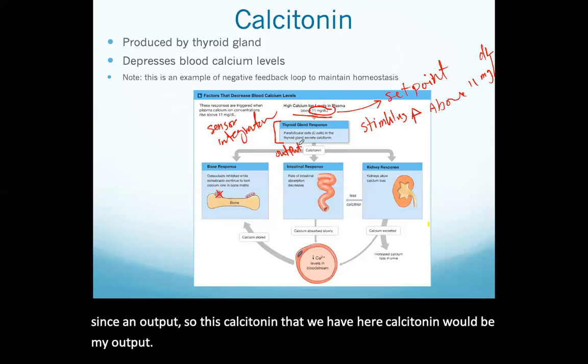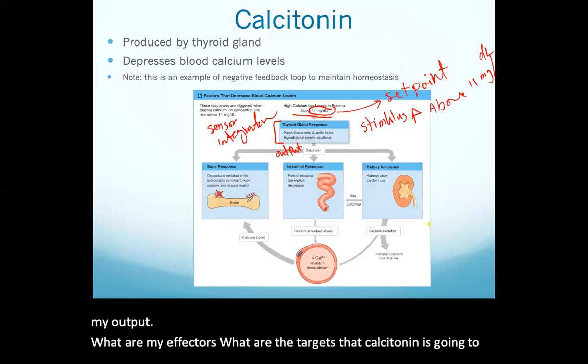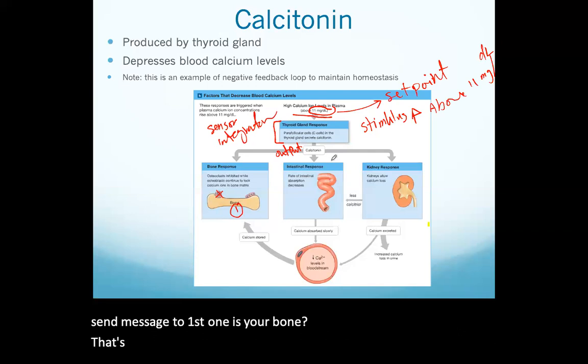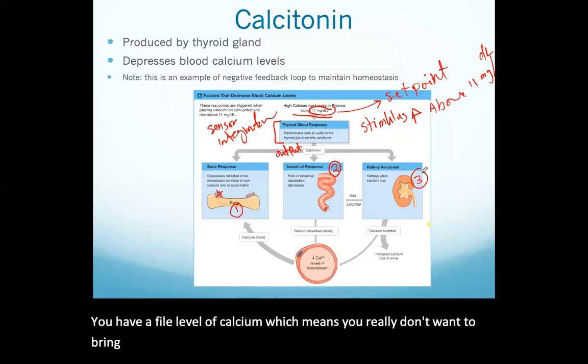Now, what are my effectors? What are the targets that calcitonin is going to send a message to? First one is your bone. That's your effector. Second one is your intestines. And third one is your kidneys. Now, you have a high level of calcium, which means you really don't want to bring in additional calcium into your blood. So how do you do that?